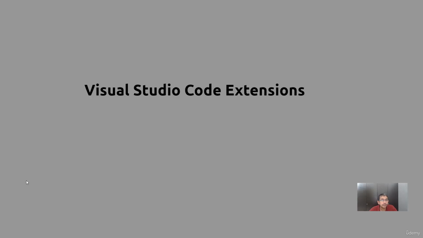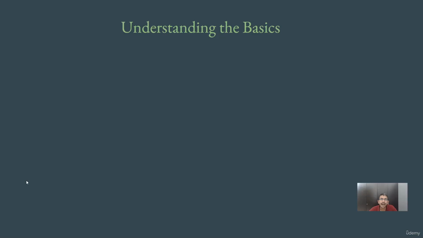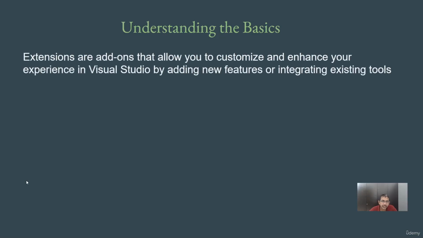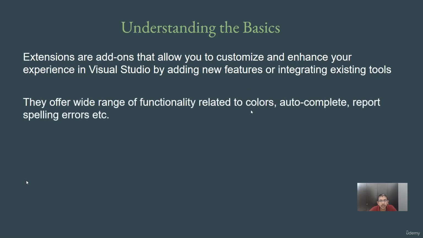Now in today's video, we are going to discuss Visual Studio Code extensions. Now at a high level overview, extensions are add-ons that allow you to customize your overall experience in Visual Studio by adding new features. Now extensions provide great benefits, for example, related to colors, related to auto completion of your code, related to reporting of spelling errors within your code, etc. So generally, if you're working with Visual Studio Code, there are so many extensions that are available, and this is what makes it much better.